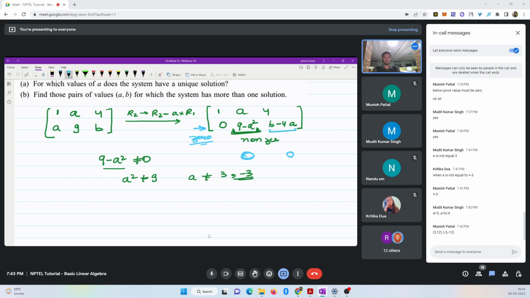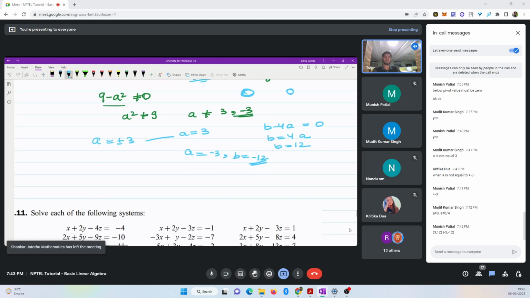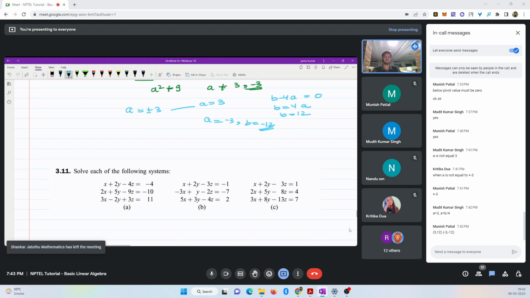So now A should be plus minus 3. When my A is 3, I want B minus 4A also to be 0. So my B is 4 times A. When my A is 3, B is 12. When A is minus 3, my B is minus 12. Okay, so this is my pair. Monish got it correct.